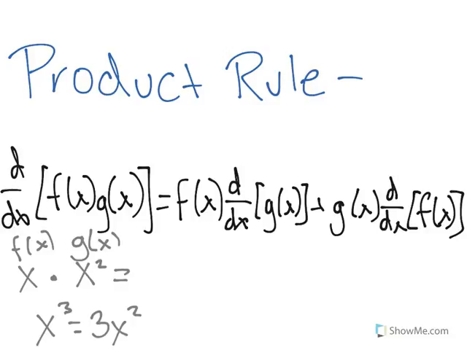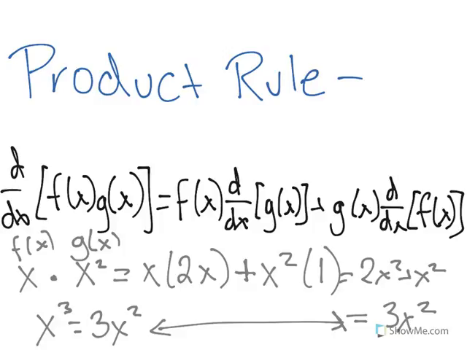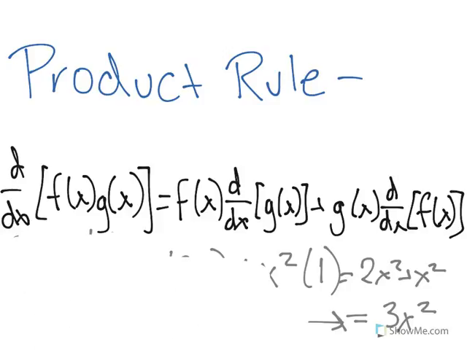And so first we have f of x, so that's x, times the derivative of g of x, and that's 2x, plus g of x, that's x squared, times the derivative of f of x, and that's just 1. And so we have 2x squared plus x squared, and we get 3x squared, which is the same thing. And so we have seen with this example that we get the same answer, and it's actually kind of easier.